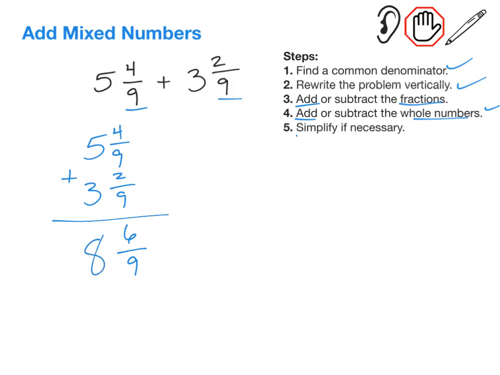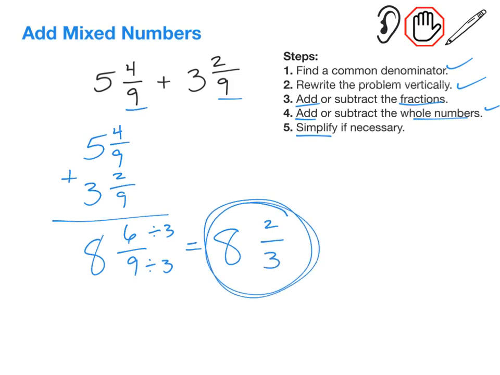And now I need to simplify, so I see that 6 and 9 both share a common factor besides 1, and that's the number 3. So I can take 6 divided by 3 and 9 divided by 3, and I am going to keep 8 out front. 6 divided by 3 is 2. 9 divided by 3 is 3. So my sum is 8 and 2/3.